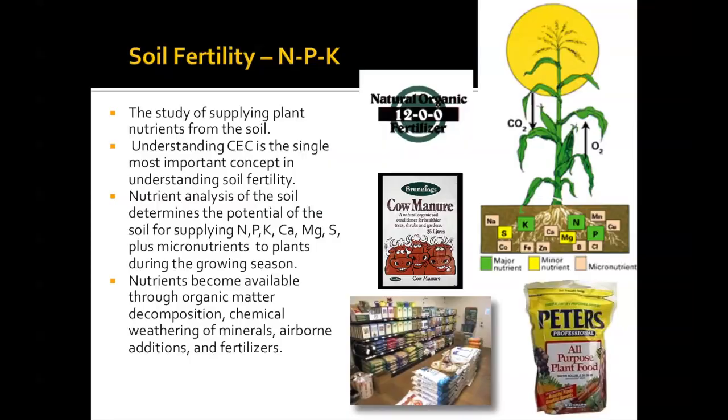You've got the nutrient analysis, and they talk about nutrients becoming available through organic matter decomposition, which is highly relevant, but when you've only got, say, 1 or 0.5 or 1% of organic matter in your soil, that becomes irrelevant. Chemical weathering of minerals, yes, it's there. Airborne additions, yes, it's there. There's a little bit of nitrogen that comes in from nitrates in rainfall, for instance, and then fertilizers. In commercial ag systems, fertilizers are the primary way in which farmers grow their crops.